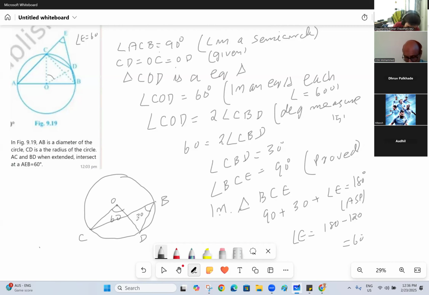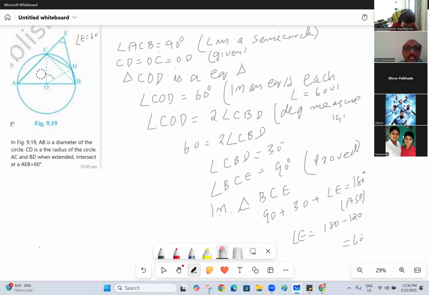Sir, how is angle BCE 90? Angle BCA is 90, angle in a semicircle. AB is the diameter. If this is the diameter, this angle is 180, so any angle on the other part will be 90, angle in a semicircle. But that's ACB, sir. ACB is 90. Then how can BCE be 90? If this is 90, then this also must be 90.